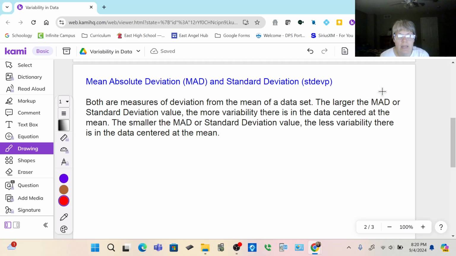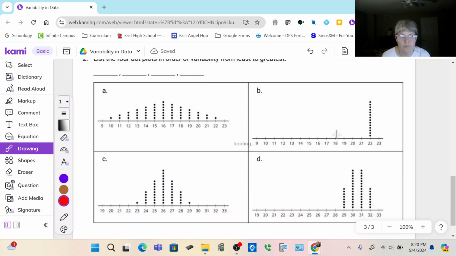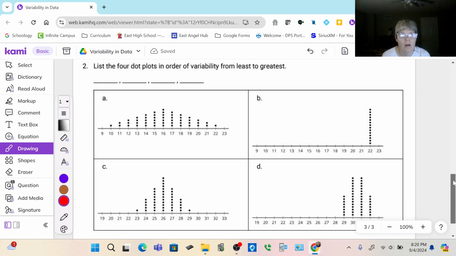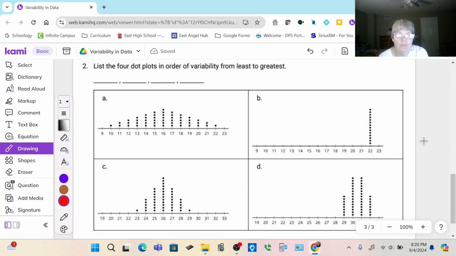The larger the MAD or standard deviation value, the more variability there is going to be in the data centered at the mean. The smaller that MAD or standard deviation value, the less variability there is in the data centered at the mean. So let's take a look at some dot plots, and we're going to place these dot plots in order of variability from least to greatest.